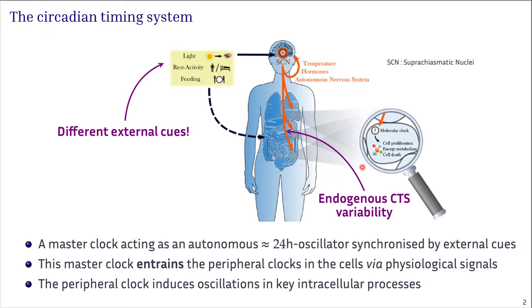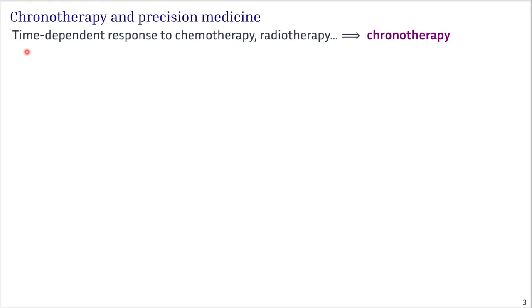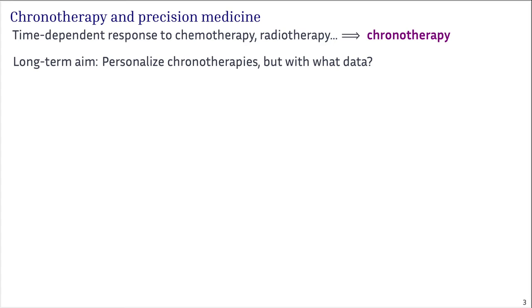Let's sum up. Circadian rhythms induce a time-dependent response to treatments such as chemotherapy or radiotherapy. Optimizing the time of treatment so as to minimize treatment toxicity, for instance, is called chronotherapy. Now, what I just said is that those circadian rhythms are individual, so that a long-term goal would be to personalize chronotherapies, meaning to find an optimal time of treatment that is individual.